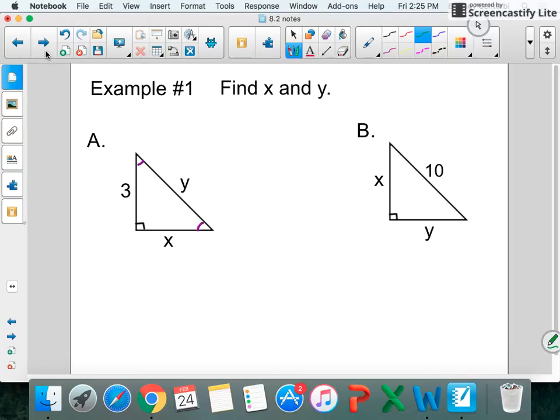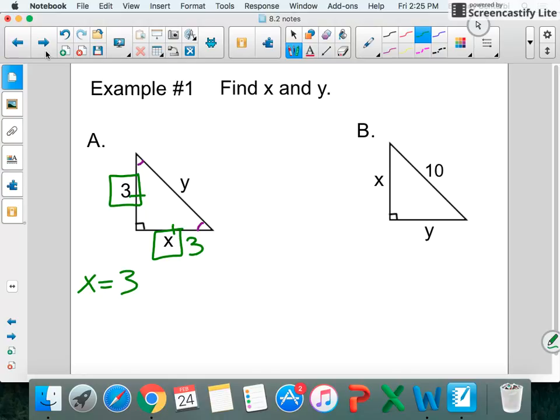So we're going to do two examples here. So the first example, we are given one side. Well, again, this is an isosceles triangle. We know that because the angles are congruent because they're both 45. So if this side is 3, that means that this side also has to be 3. So x equals 3. Because again, the legs in a 45-45-90 triangle are congruent.